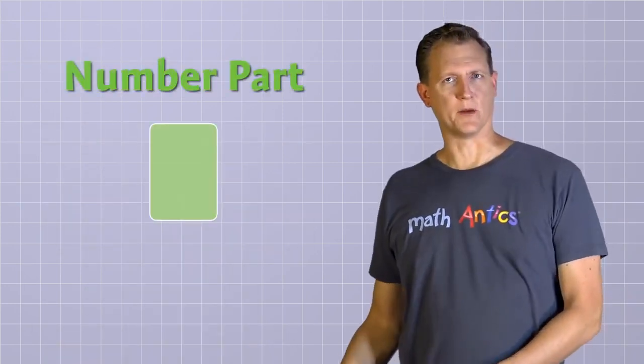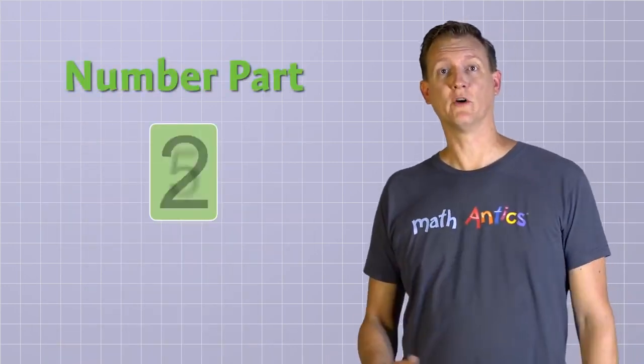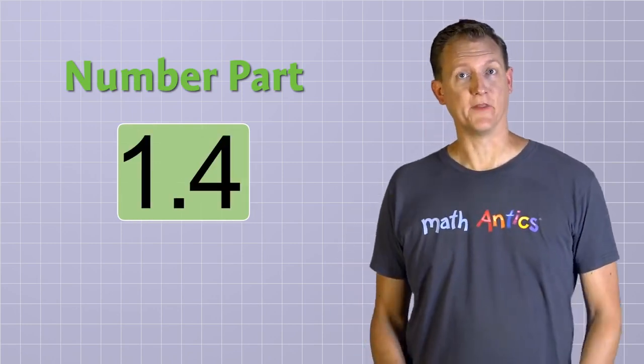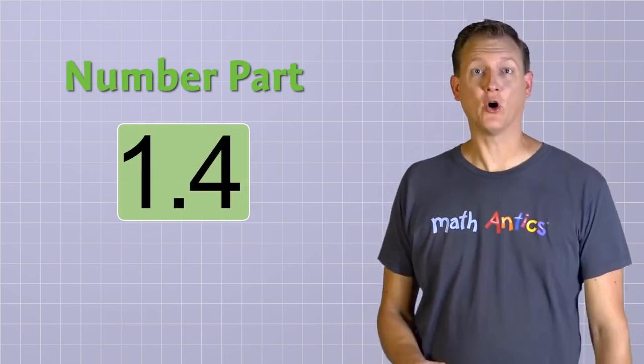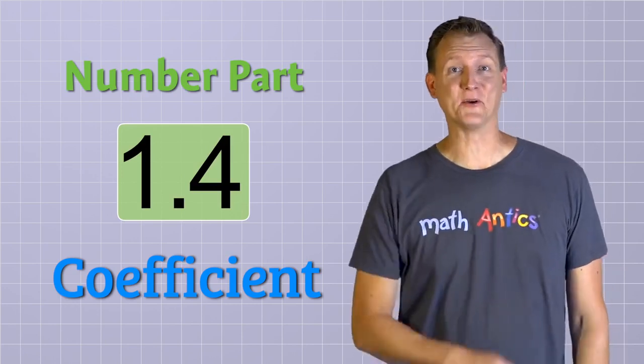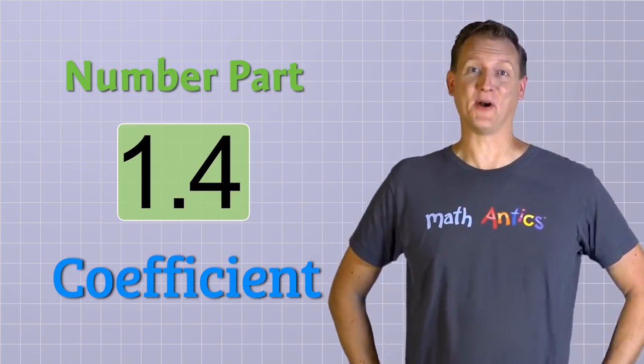The number part is pretty simple. It's just a number, like 2 or 5 or 1.4. And the number part has an official name. It's called the coefficient. Now there's a cool math word that you can use to impress your friends at parties.